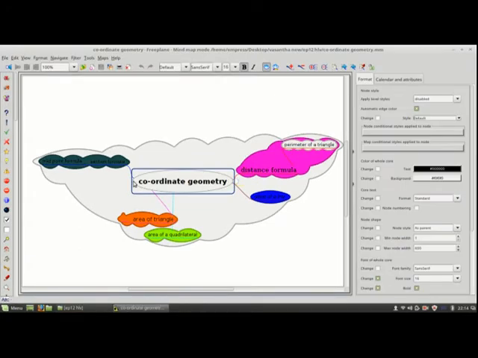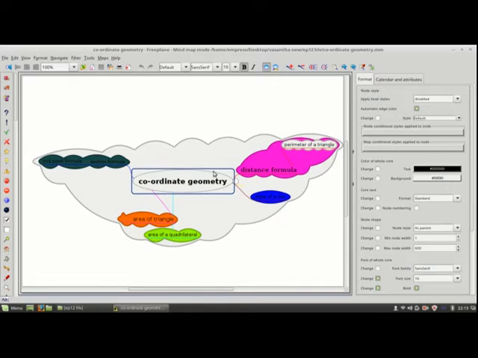Dots, coordinate geometry. We know that coordinate geometry consists of the Cartesian plane. In the Cartesian plane, there is an x-axis and a y-axis. Both axes intersect at a point called the origin. The x-coordinate is called the abscissa and the y-coordinate is called the ordinate.